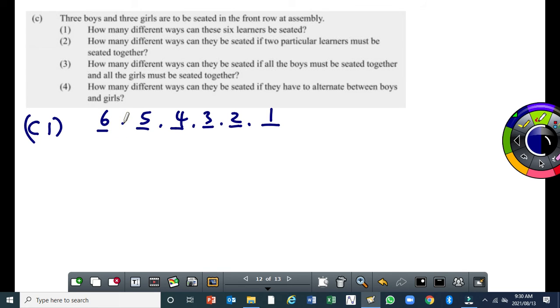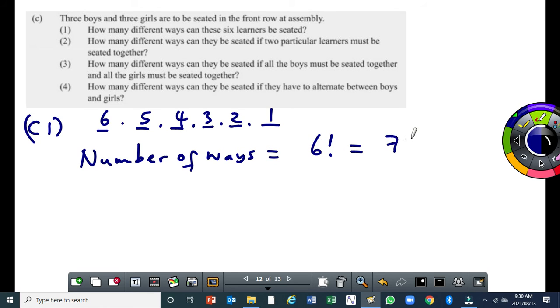These are people. People cannot sit at 2 different seats at the same time. So no repetition. So the number of ways will be equal to 6 factorial, which is 720.